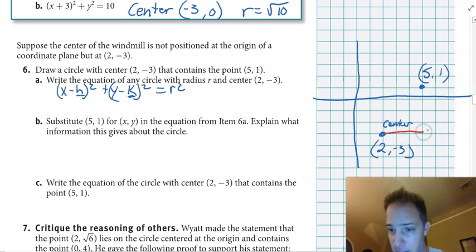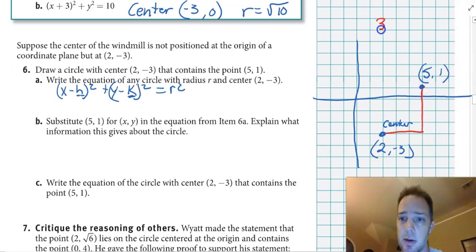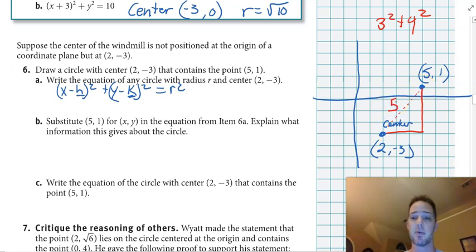So it looks like 3, and what is this, 4? 1, 2, 3, 4. So if I check 3 squared plus 4 squared, oh, this is just a 3, 4, 5 triangle. I get that the radius of this circle is going to be 5, or the square root of 25. So r equals 5.